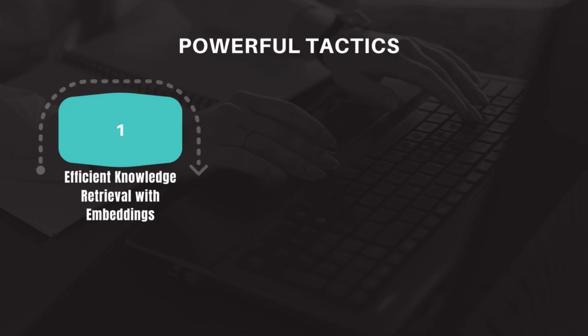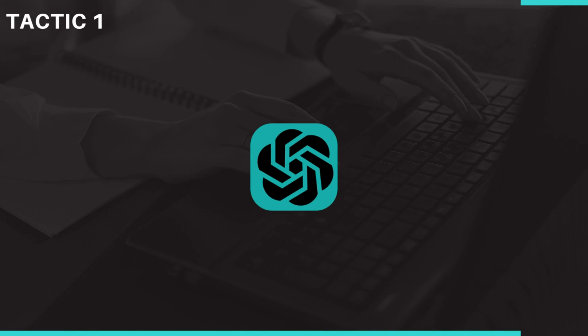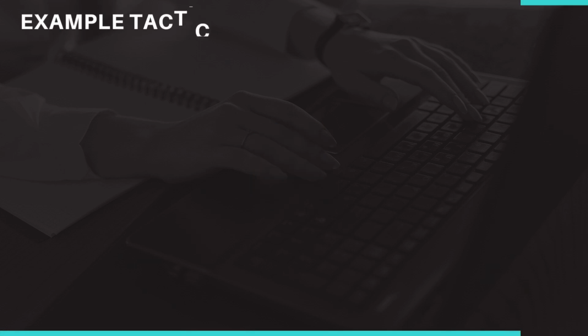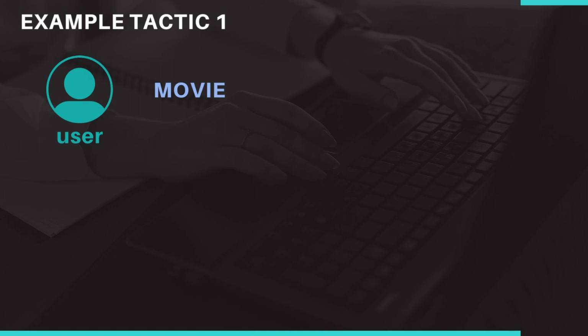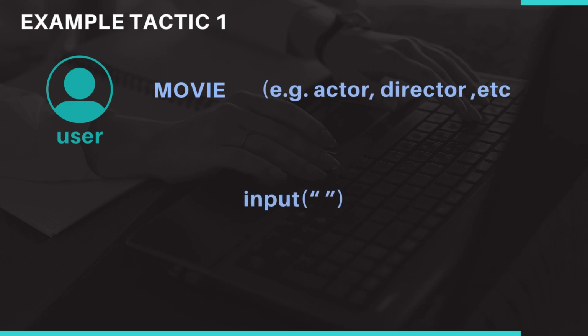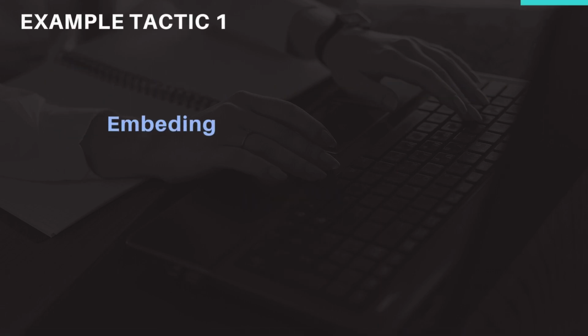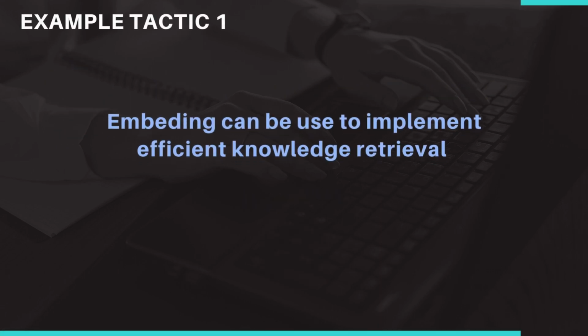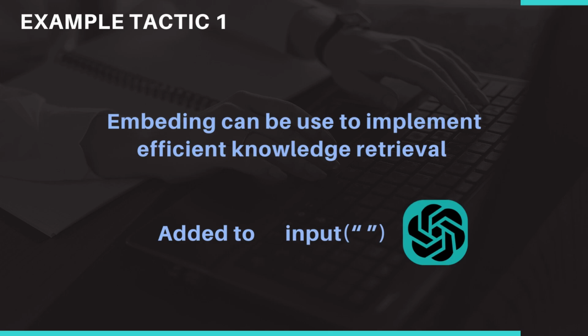Tactic 1: Efficient knowledge retrieval with embeddings. A model can leverage external sources of information if provided as a part of its input. This can help the model to generate more informed and up to date responses. For example, if a user asks a question about a specific movie, it may be useful to add high quality information about the movie, for example actors, directors, to the model's input. Embedding can be used to implement efficient knowledge retrieval so that relevant information can be added to the model input dynamically at runtime.